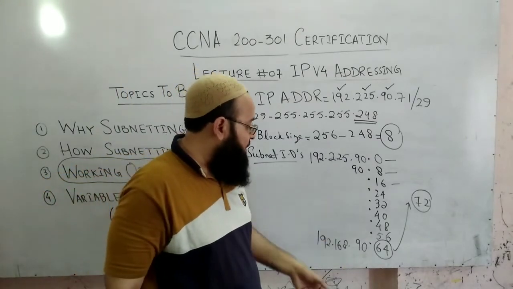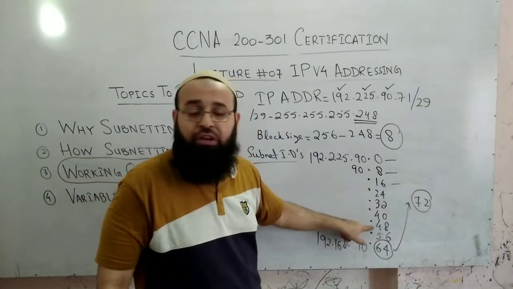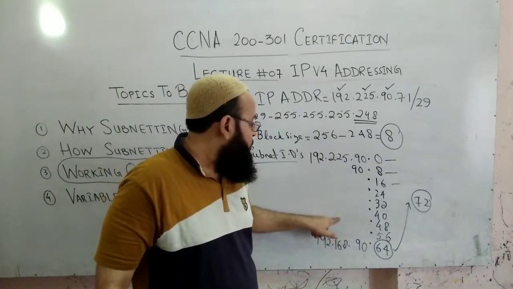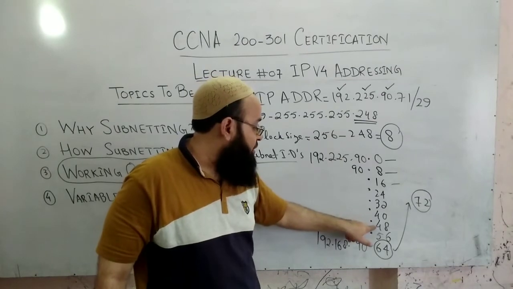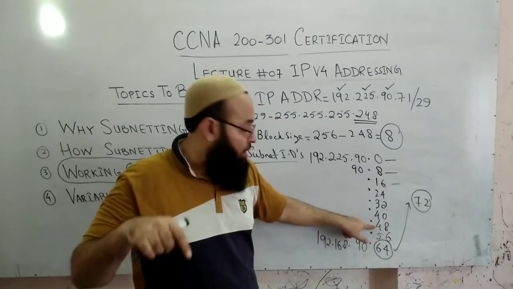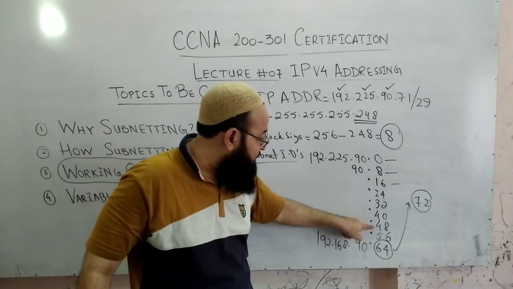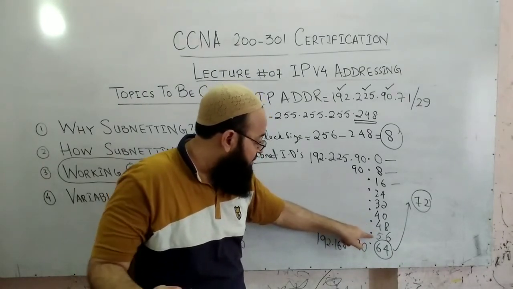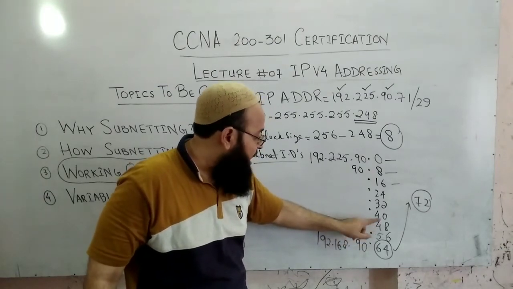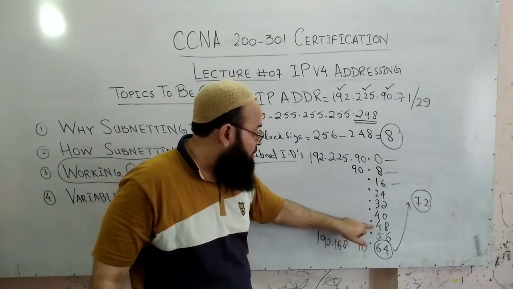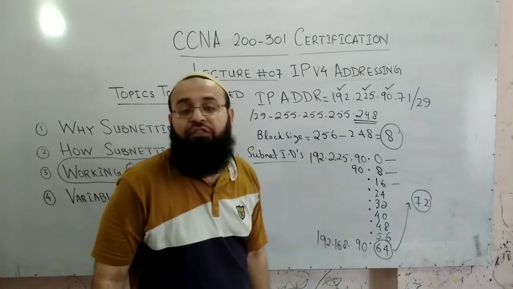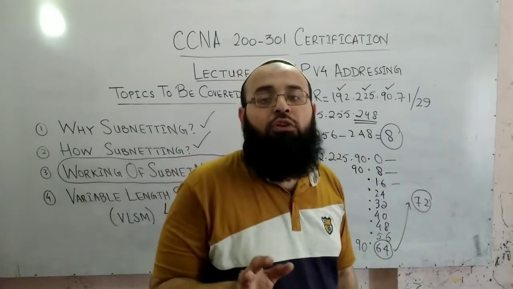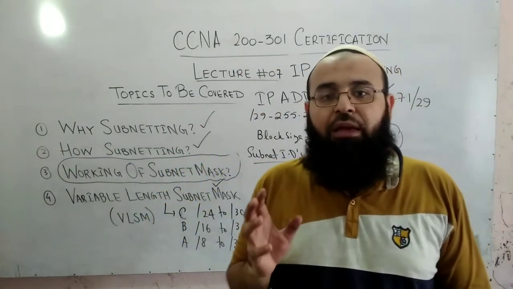If for practice purpose I ask you about the .48 subnetwork, what will you say? 192.168.90.48 is the subnetwork ID and the broadcast ID of this subnetwork will be 90.55, one less than the upcoming subnetwork ID, and the valid host ID range will be from .49 till .54.